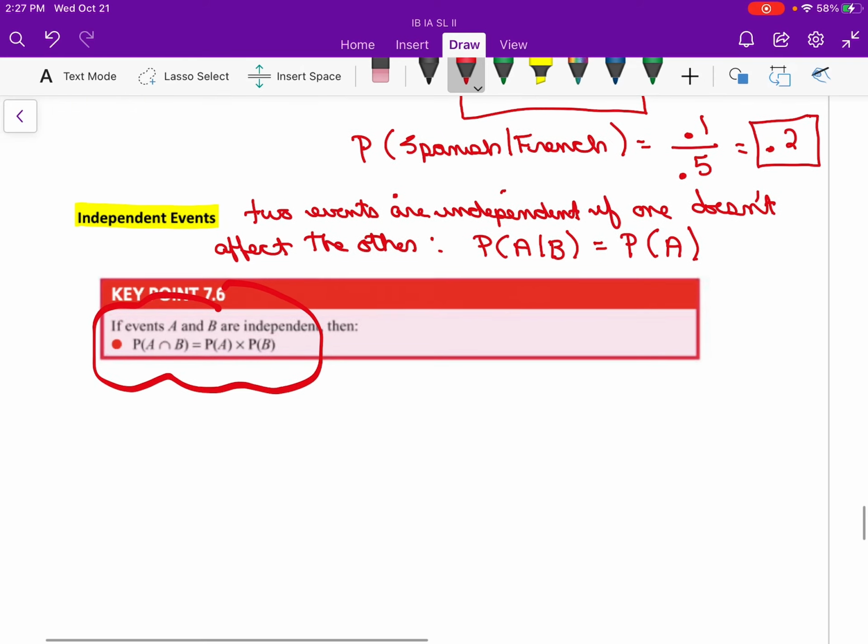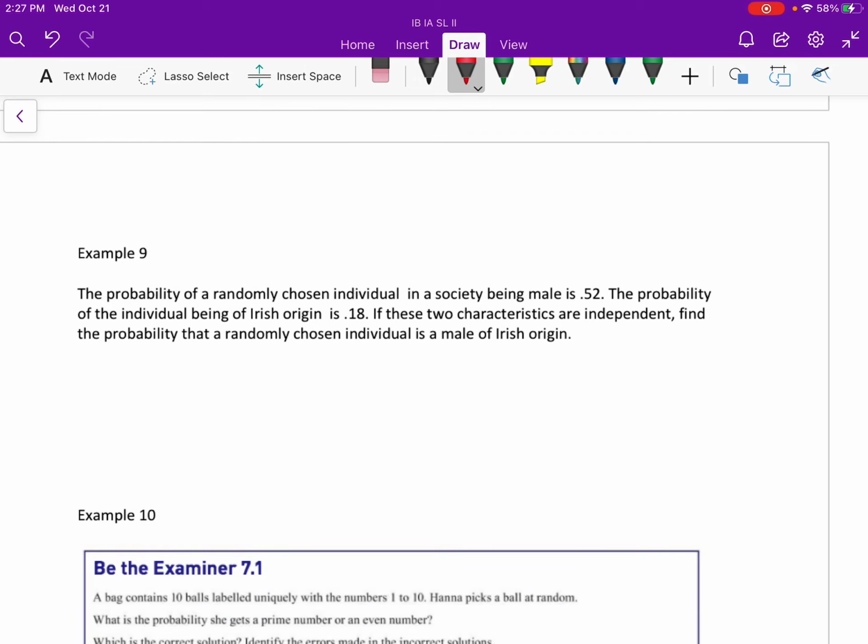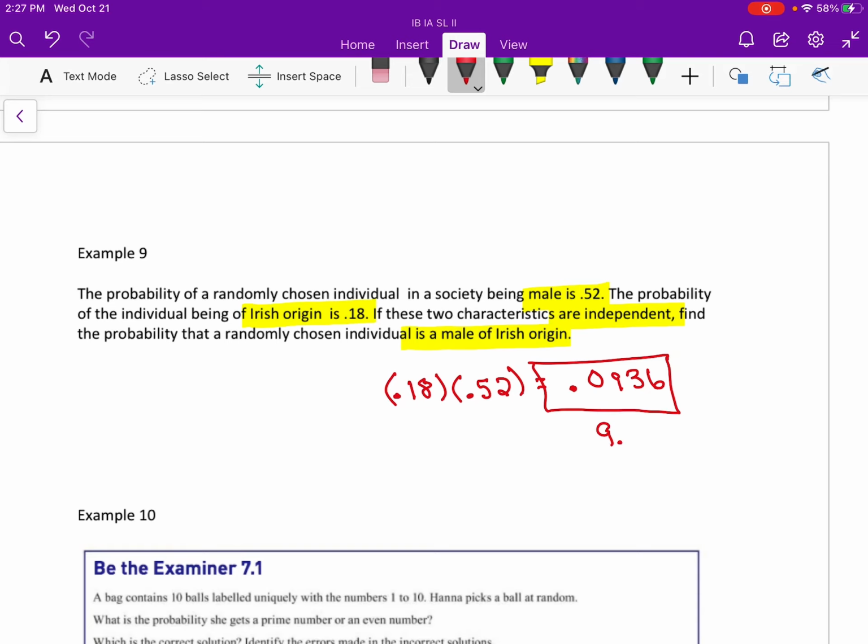All right, so anyway, an example of that. The probability of a randomly chosen individual in a society being male is 0.52. Probability of being Irish is 0.18. If these two characteristics are independent of one another, find the probability that you're male and Irish. All you do is multiply the probabilities together. One does not depend on the other, so all I have to do is multiply those together, and I get 0.0936. Very straightforward, very easy. So that's 9.36%, just so you know.